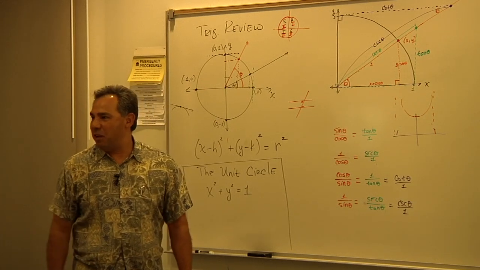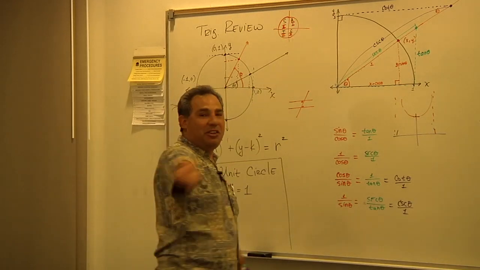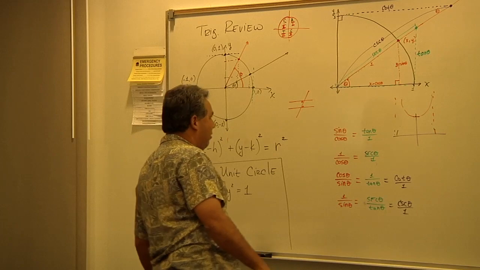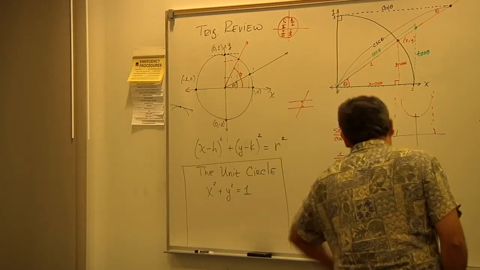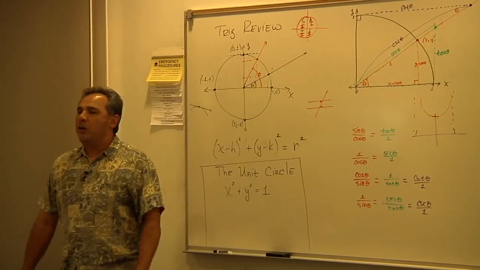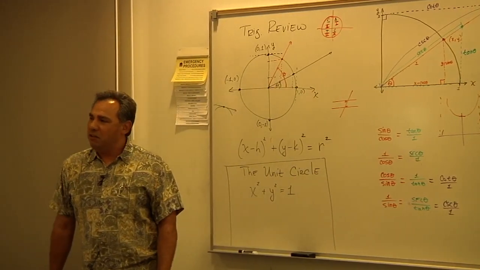What's a tangent graph look like? You just got to remember where the asymptotes are, right? That was the tangent graph, and the cotangent graph, you took a step over here and went like this. We'll get to those. All right, so I think we're prepped now to start graphing, right?